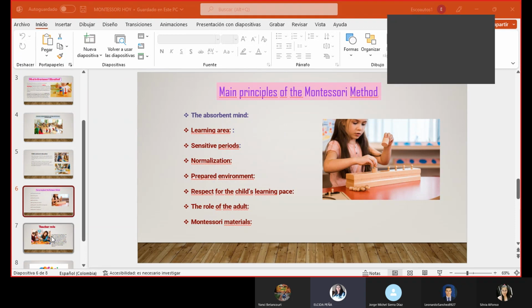And the other, for example, the role of the adult. Their function is to guide the child, letting him set the pace, guided by his own interests, and thus helping the child in physical and thinking autonomy. Next.